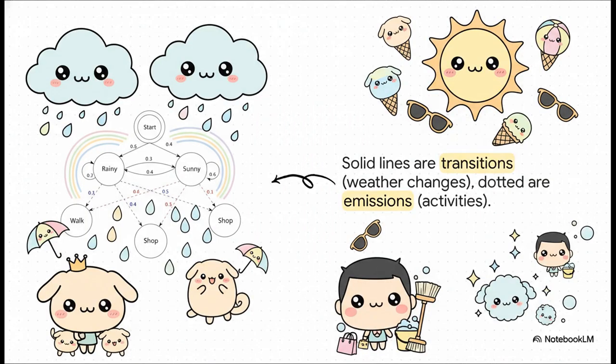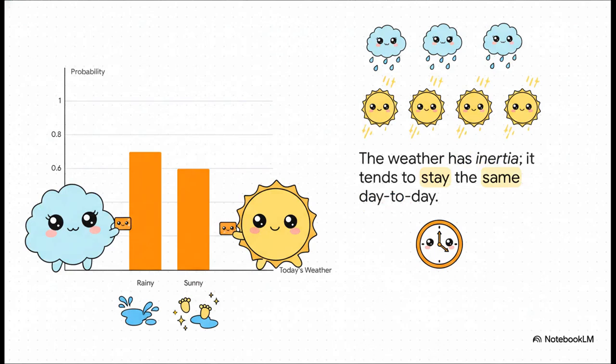This whole chart maps out the entire system for us. Those big circles up top, rainy and sunny, those are our hidden states. The circles at the bottom are the things we can observe. See the solid arrows between the weather states? Those are the transition probabilities, the chance of the weather changing. And the dotted arrows pointing down show the emission probabilities, the chance Bob does something because of the weather. Now this chart shows us something really important about the transitions.